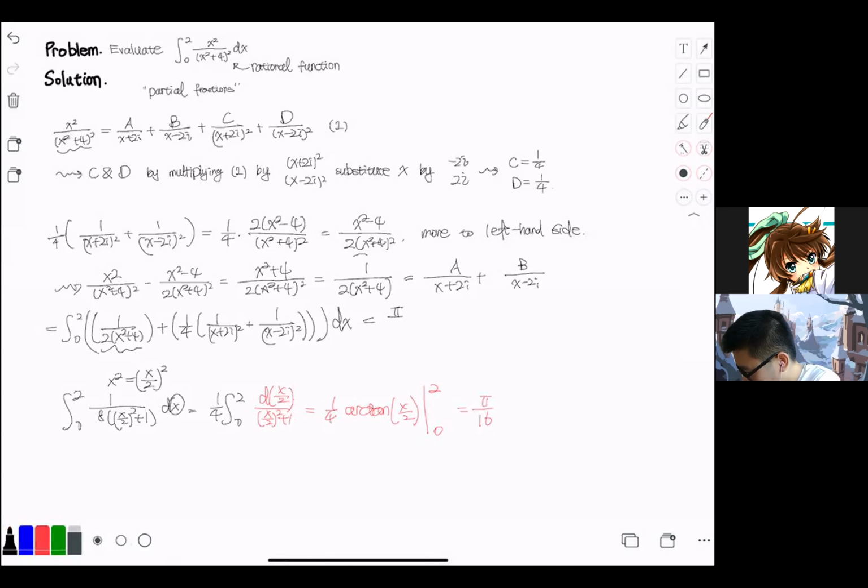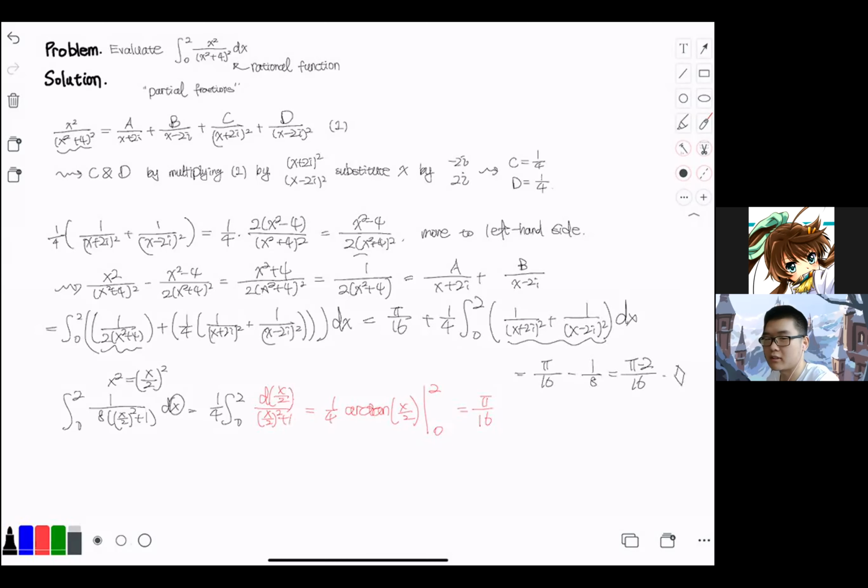So this will be pi over 16 plus 1 over 4 times the integration over 1 of (x + 2i) to the power minus 2 plus (x − 2i) to the power minus 2. And we know that this is just a power of a rational function. So we know that the final result is pi over 16 minus 1 over 8. So this is just (pi minus 2) over 16. So this completes our computation. And that's what I'm going to say today.